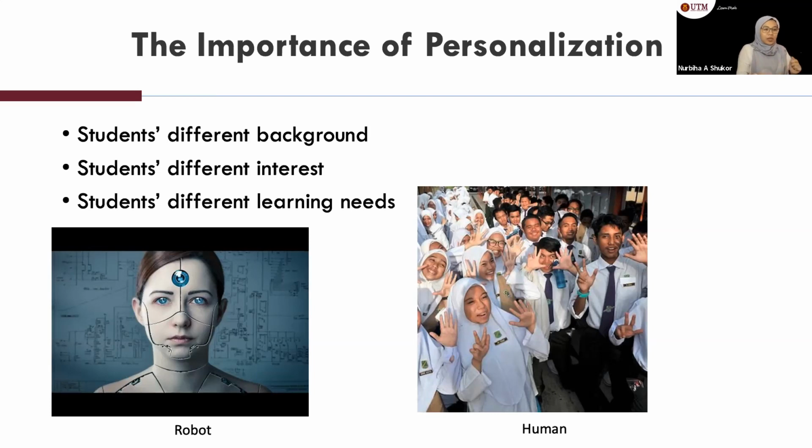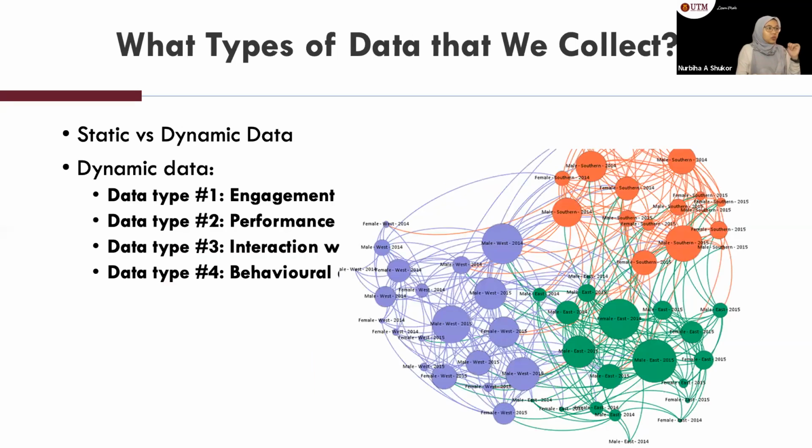Okay, so what kind of data yang biasanya machine learning helps us to understand? So it can be in the type of static and dynamic data. Static data ni biasanya adalah data yang tak akan berubah. For example, students' address, students' country of origin, students' ID, those are the things that we call as static data. Dynamic data is data that can change over time.